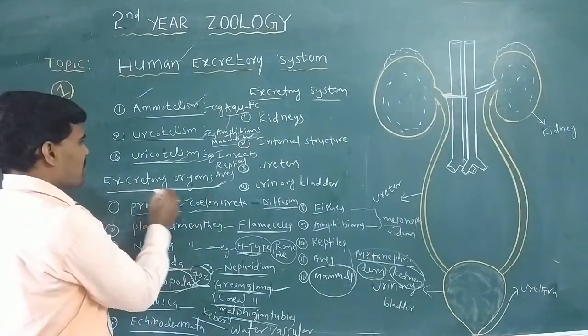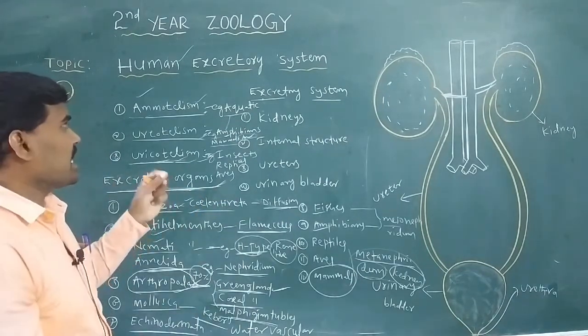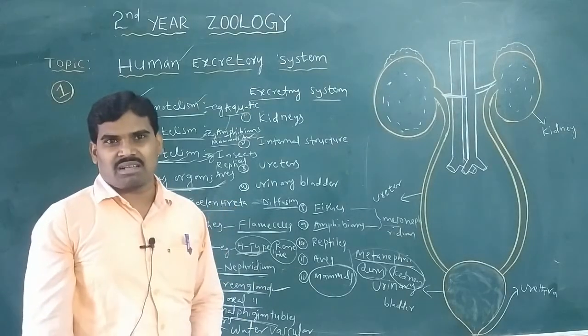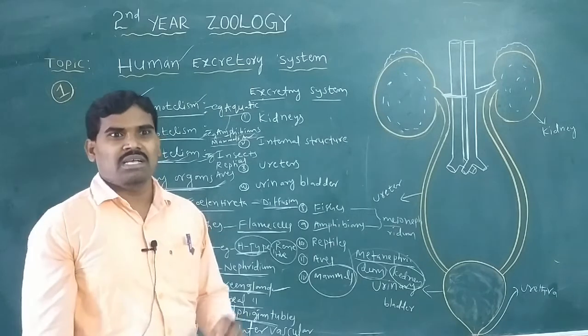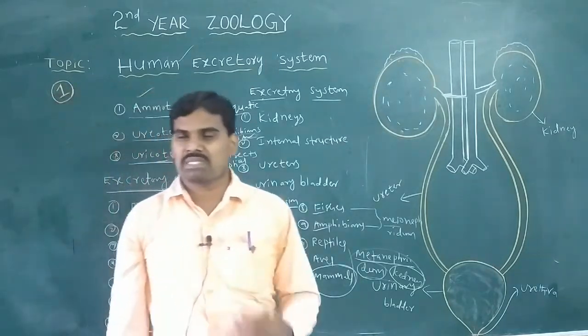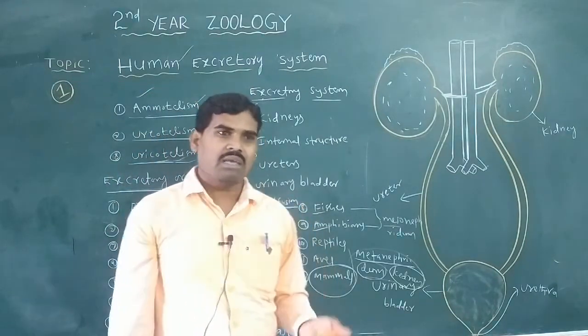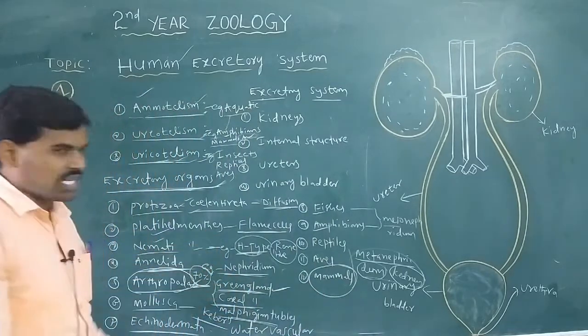The next, excretory organs, mainly excretory functions. Compulsory excretory organs may or may not be present. In some of the animals they may not be present for the compulsory excretory functions.